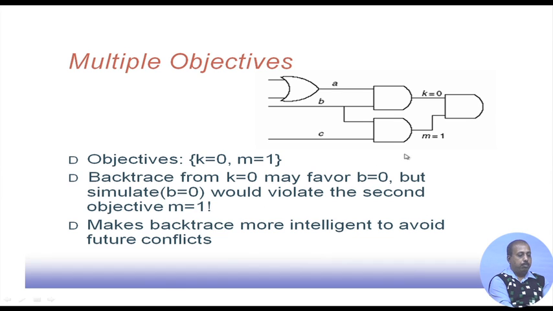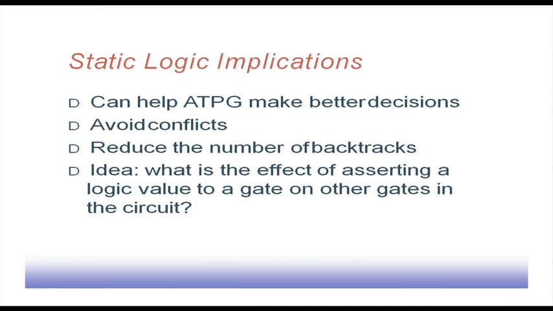So we have to make the backtrace algorithm more intelligent, so that these future conflicts can be avoided. The FAN algorithm is actually doing that. It progresses with multiple objectives simultaneously, so that it can avoid those future conflicts to a great extent. The details of FAN are the same as the other algorithm; the basic crux of the algorithm we have discussed.